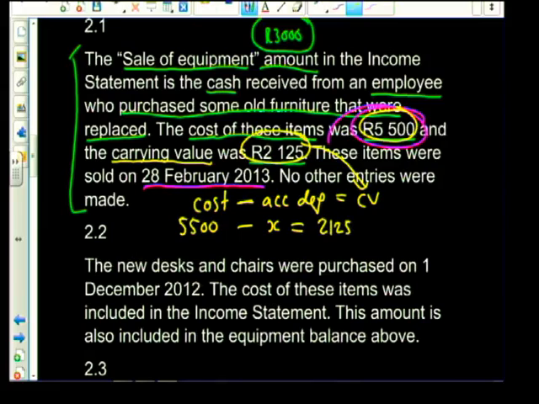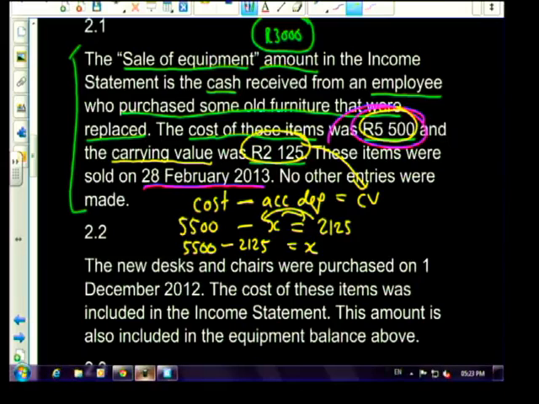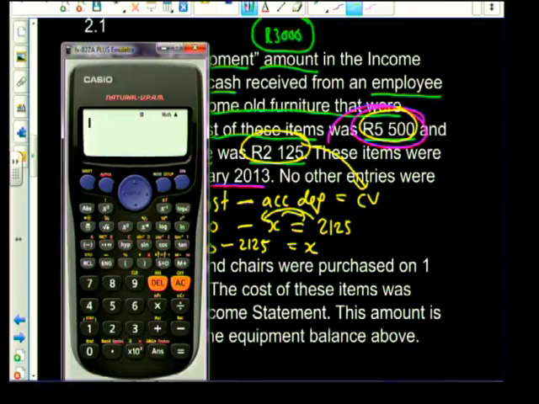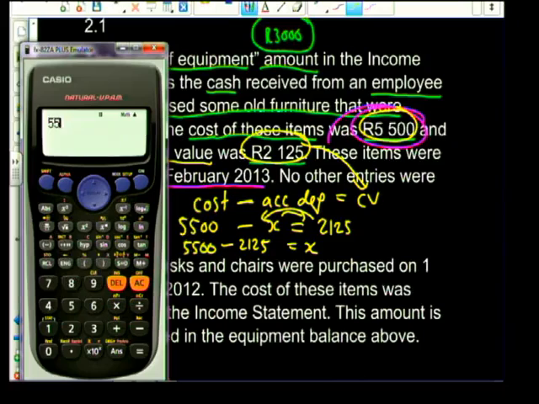So now we should be able to work out what the accumulated depreciation is. We just solve this for X, so we need to take the X over to that side so that it becomes positive. We need to take the 2,125 over to this side. So what would happen is that 5,500 minus the 2,125 is going to give my accumulated depreciation of X. So let's do that on the calculator to make sure we don't get it wrong. I'm going to take my 5,500 Rand. I'm going to subtract the 2,125 carrying value, and that answer gives me 3,375.